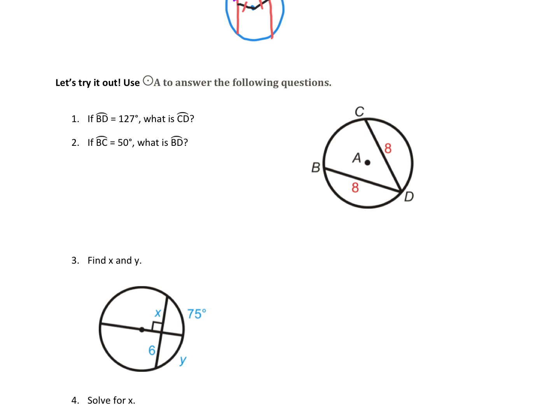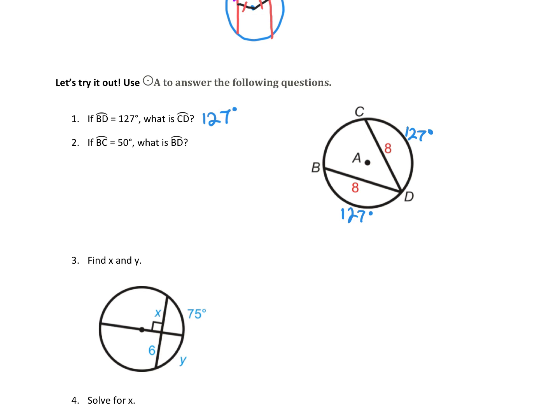Let's try it out, okay? If BD equals 127 degrees, what is CD? So we know that they are both 8 and 8, so they are the same length. CD then has to be, so if this is 127, they also have to be 127.